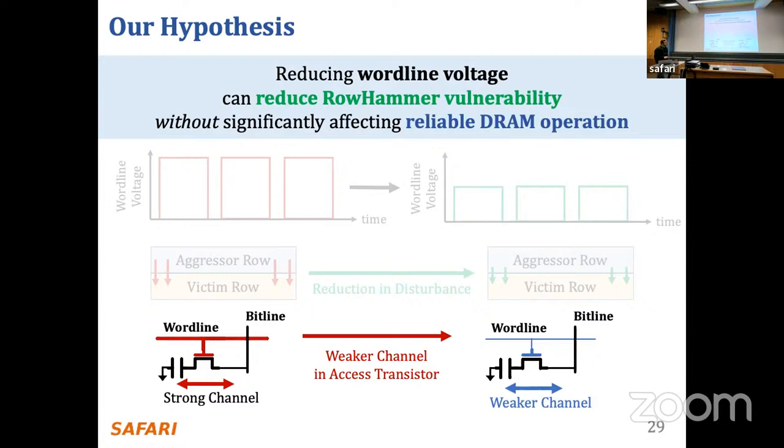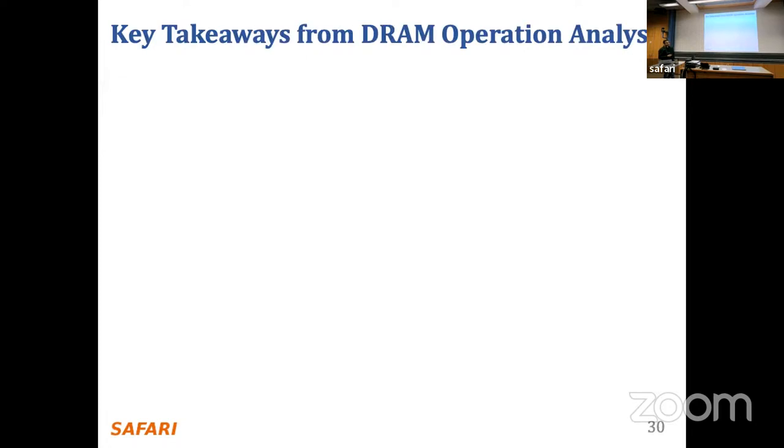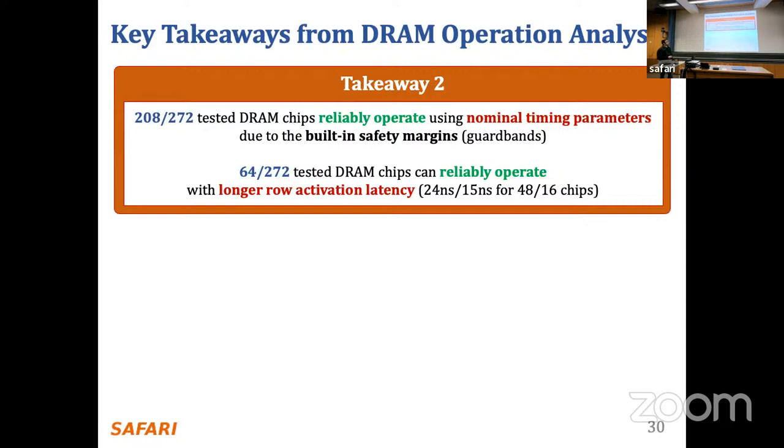When we apply a higher voltage to a wordline, if you remember from your circuits classes, it forms a stronger channel in this access transistor. And when we reduce this wordline voltage, the channel becomes weaker. So regarding this, we need to test if any operation changes. There are actually just a few operations that can be affected by this, so we will be looking at them. But I'll first give two takeaways.